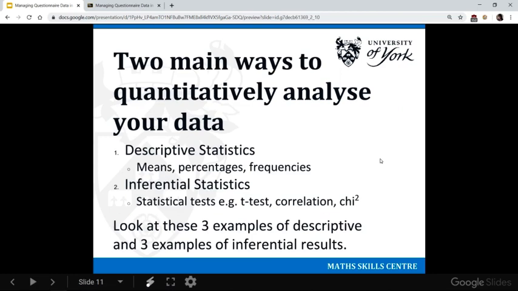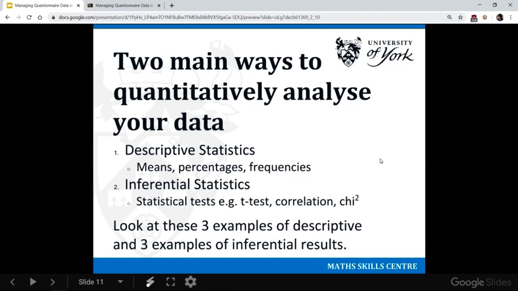So I'm going to talk about 2 main ways that you can analyse your data quantitatively. So quantitatively means that you're looking at numbers and frequencies. I'm not talking about qualitative analysis. So qualitative analysis is when you're looking at open-ended questions or at interviews. So the 2 ways I'm going to talk about are descriptive statistics. We're talking about means, percentages, frequencies. I'll give you plenty of examples.